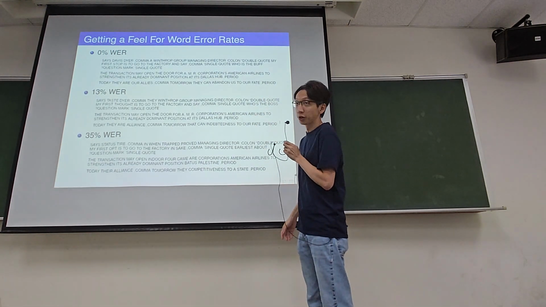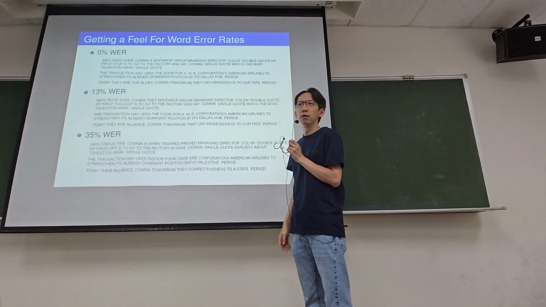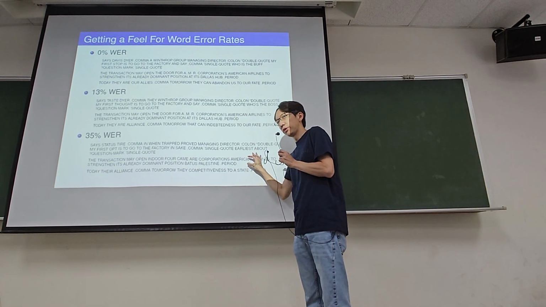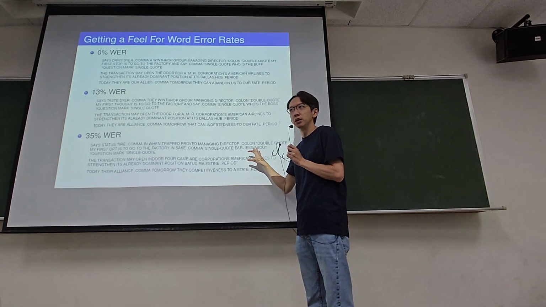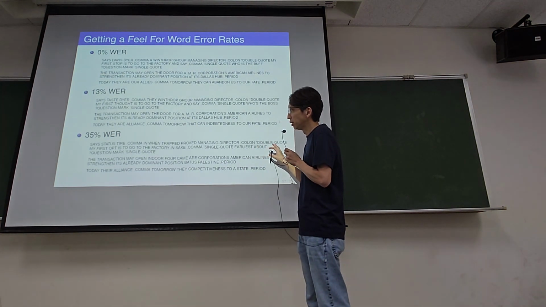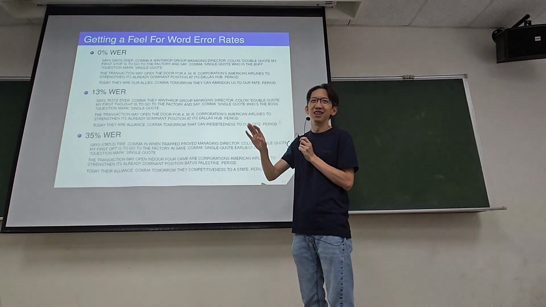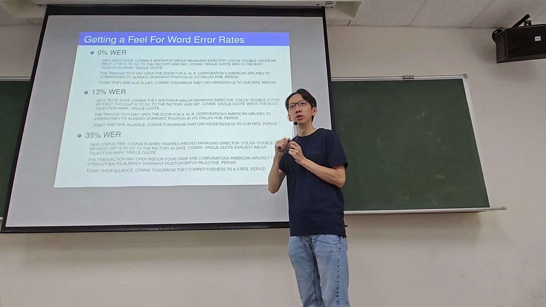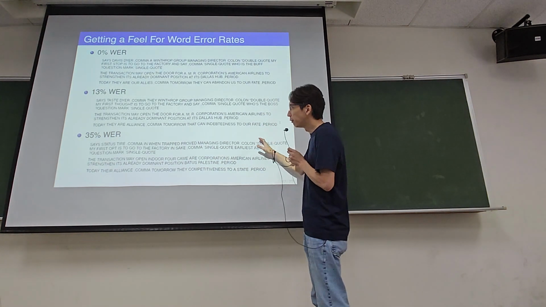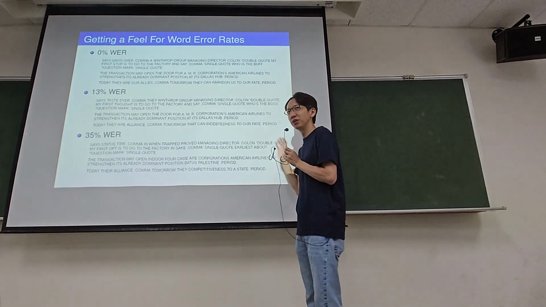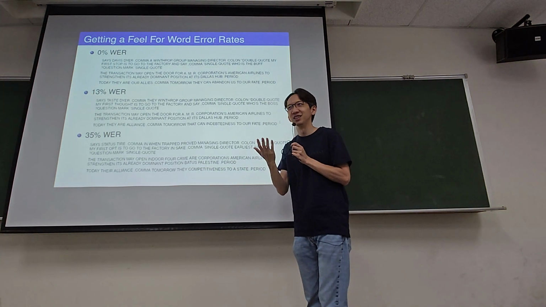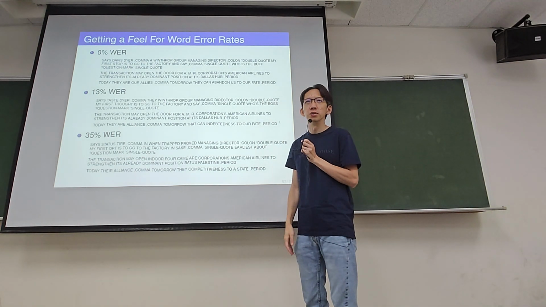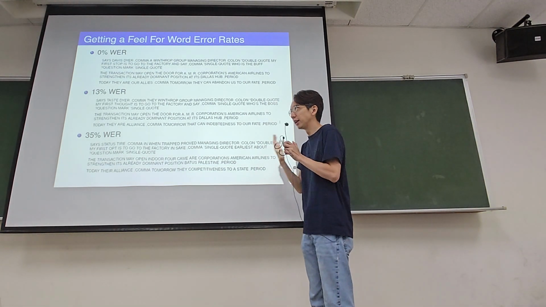30% is quite good. Humans are about 5 to 6%. With 20-something to 30%, you look at the output and you know it's trying to do recognition. It's doing okay, not bad, but you won't take it for your usage. Over 50%, you look at it and say it's doing nonsense. It's not generating proper stuff. It can be over 100% and so on. So this gets a feel.